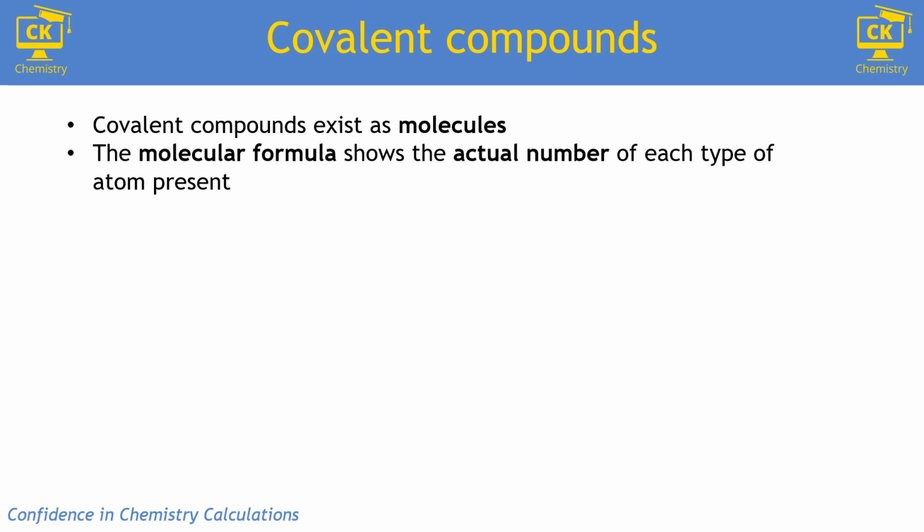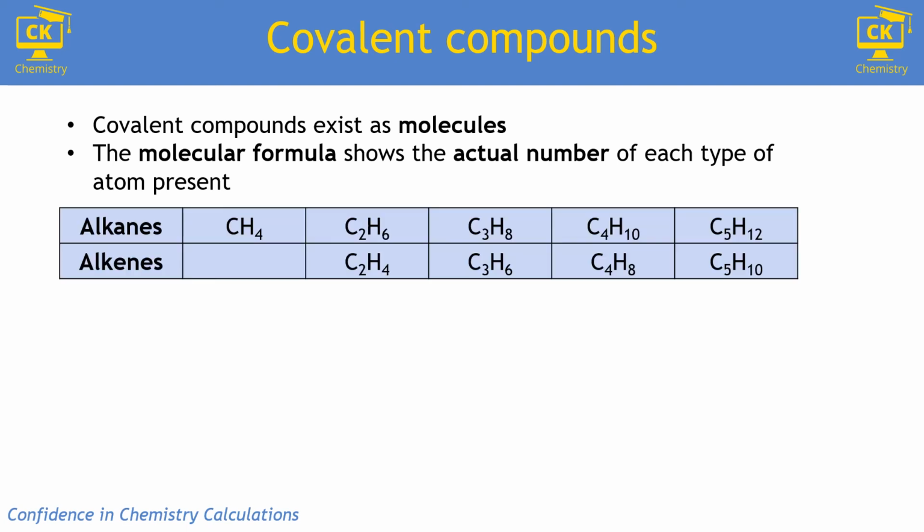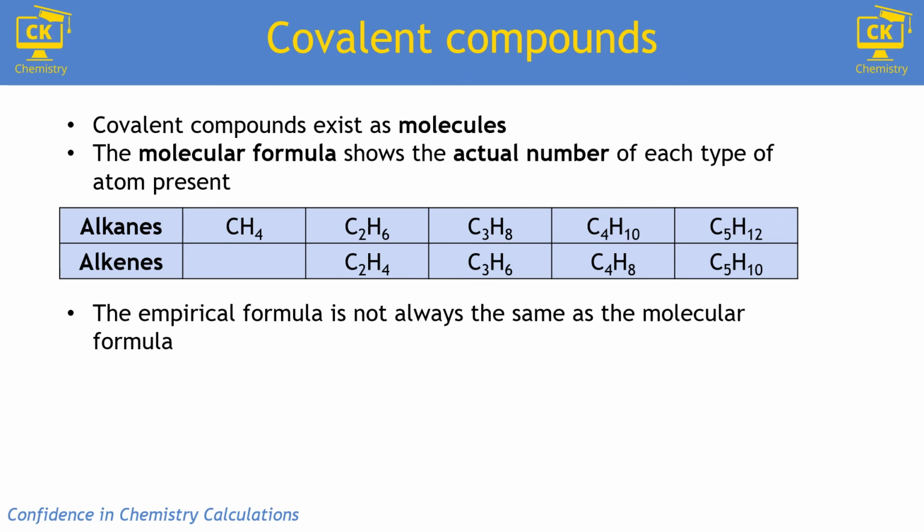Most of the covalent compounds you're going to come across will be in organic chemistry, where we contain carbon. So you should already know a little bit, for example, about the formulae of alkanes and alkenes. From this you can see that covalent formulae are different to ionic formulae. The empirical formula for a covalent compound is not always the same as the molecular formula.